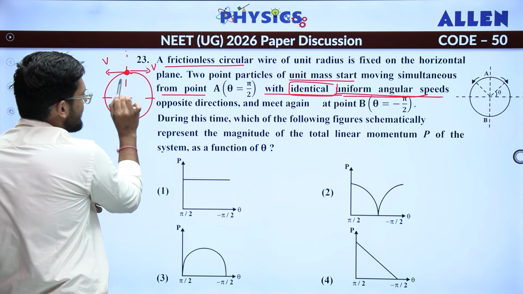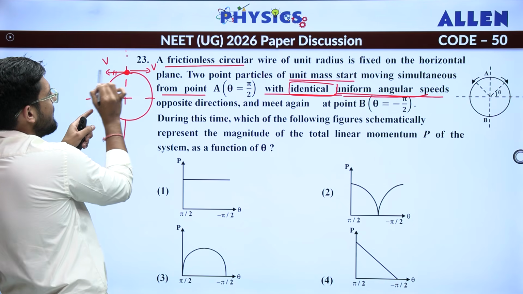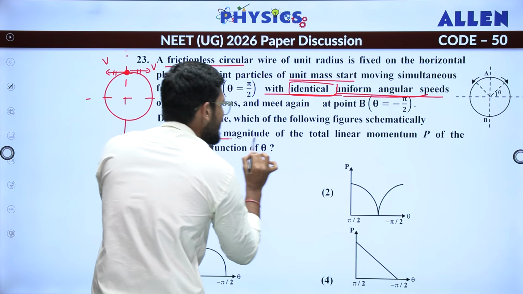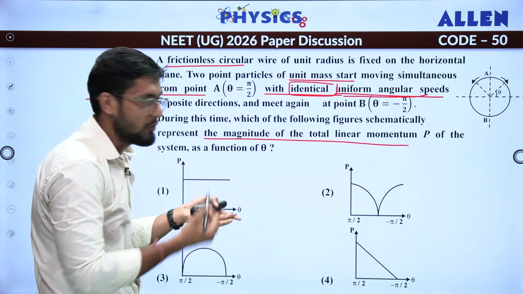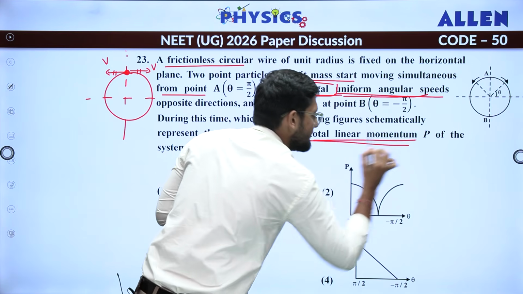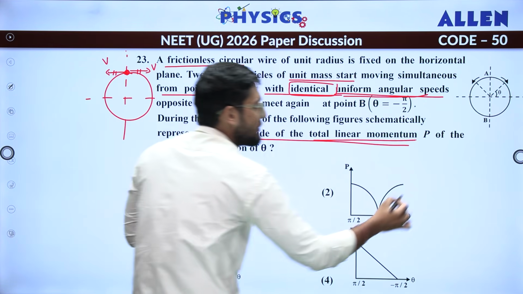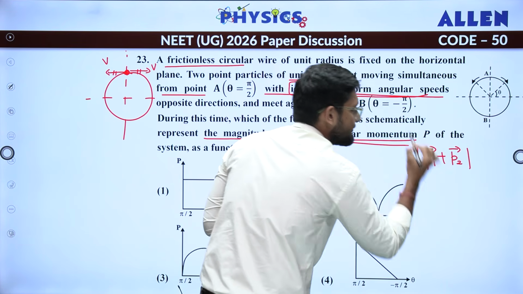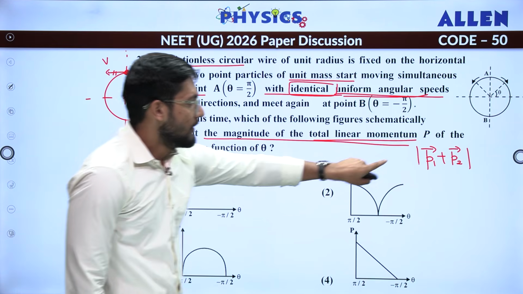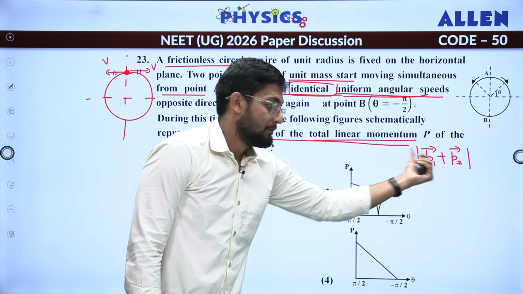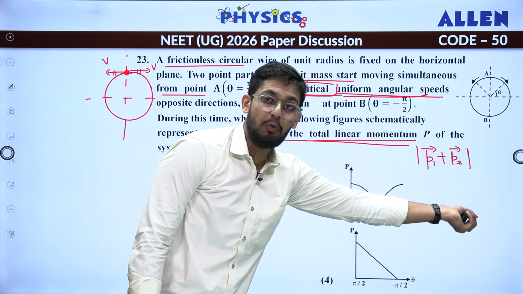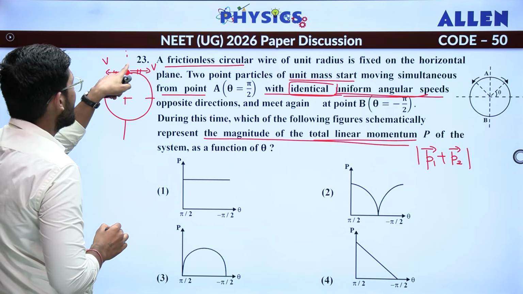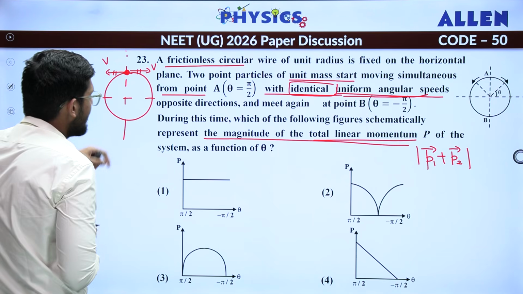So if they start moving like this, at this point, as you can see, momentum will cancel out. Now there's a very interesting part over here, which is the magnitude of the total linear momentum. Magnitude of total linear momentum, right? That means you need to write down the magnitude of P1 vector plus P2 vector, right? You don't need to write down the magnitude of P1 plus the magnitude of P2, no. You need to write down the magnitude of P1 vector plus P2 vector, right? So for this part, this will cancel out. So there won't be any momentum over here.